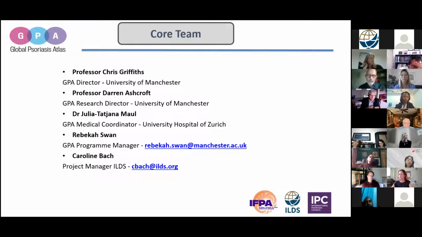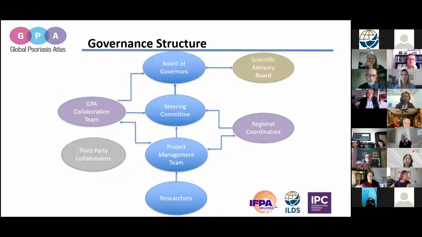This is the core team. Myself as the director, Professor Darren Ashcroft as the research director, Dr. Tatiana Maul, who's our medical coordinator, you'll hear from her shortly, Rebecca Swan, who's the program manager, and you'll hear from her at the end of this session, and then in London, Caroline Bark, who's the key project manager on behalf of the ILDS. And then just very briefly, this is our governance structure.